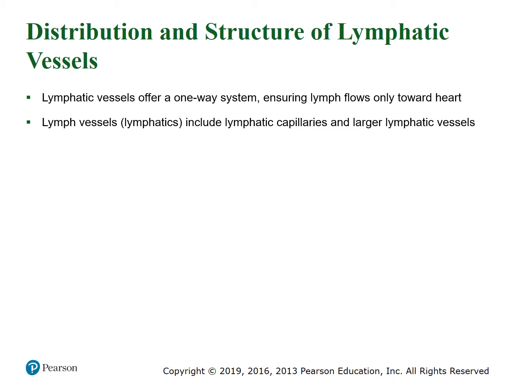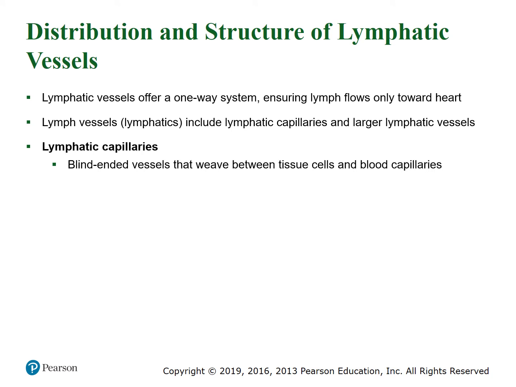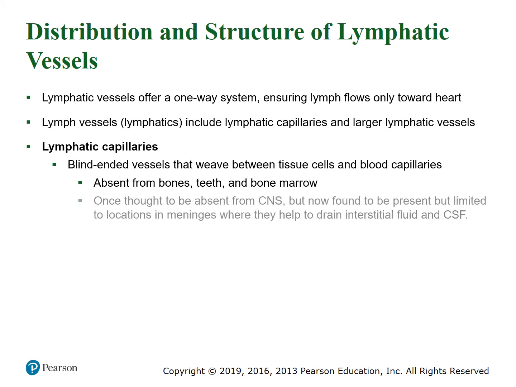Lymphatics include lymphatic capillaries and larger lymphatic vessels. The lymphatic capillaries are blind-ended vessels that weave between tissue cells and blood capillaries. They often parallel the route of blood capillaries. You don't have them in bones, teeth, and bone marrow. They were once thought to be absent from the central nervous system, but there are lymphatic capillaries in the meninges where they help to drain not only interstitial fluid, but also cerebrospinal fluid. They do, however, play only a limited role in the drainage of cerebrospinal fluid.